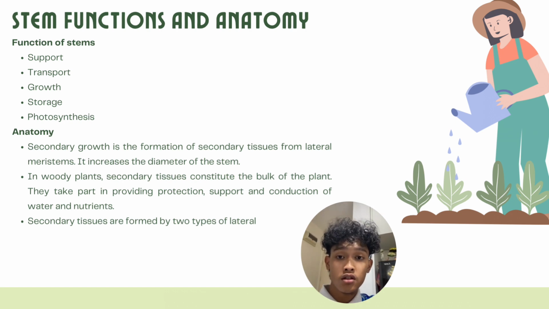So the first function of the stem is to support. The stem holds up the leaves, flowers, and fruits, positioning them so that leaves can get enough sunlight and flowers and fruits can help in reproduction.